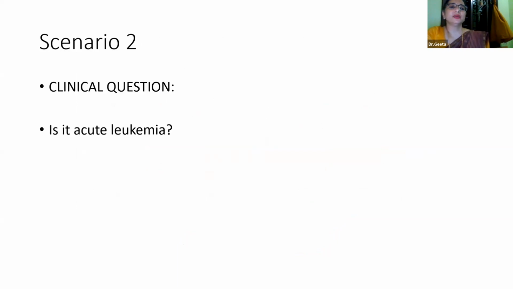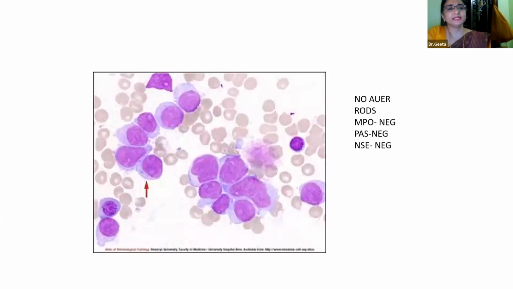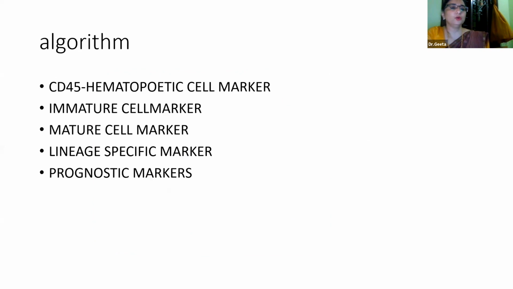Now the second scenario, where the clinician asks, is this acute leukemia? I see these types of cells in the marrow or peripheral blood. I know these are big cells looking immature, blasts, but I don't see Auer rods. MPO is negative, PAS, NSE also are negative. So now I go by the algorithm of using CD45 master marker. Then I use an immaturity marker. I also use corresponding mature cell markers, lineage specific markers, and also prognostic markers wherever I would require.